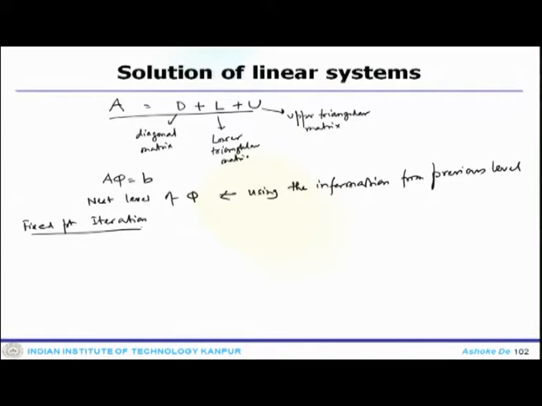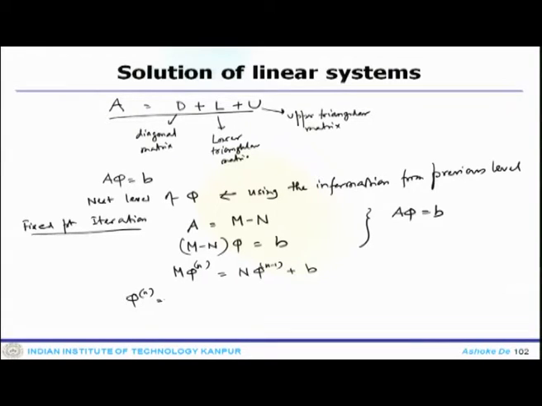Now, if you talk about fixed point iteration, the matrix A can be decomposed as M minus N. So M minus N times phi would be B, because my original system is A phi equals B. Now the fixed point iteration I can write as M phi^n equals N phi^(n-1) plus B, which one can rewrite as phi^n, the nth level phi, equals B phi^(n-1) plus C B, where n goes from 1 onwards, and B is nothing but M inverse N and capital C is M inverse.